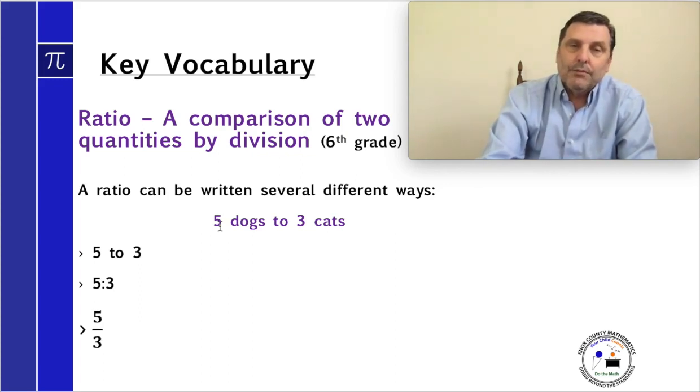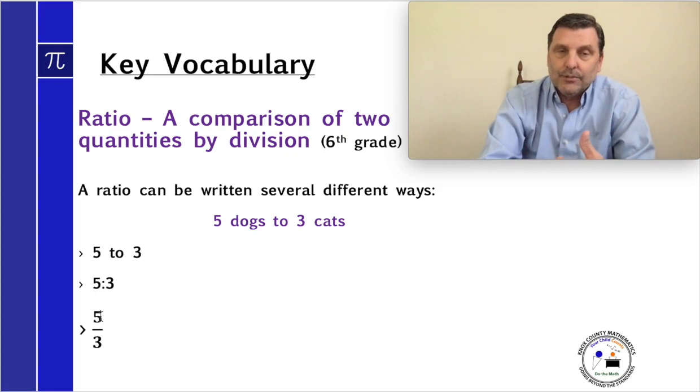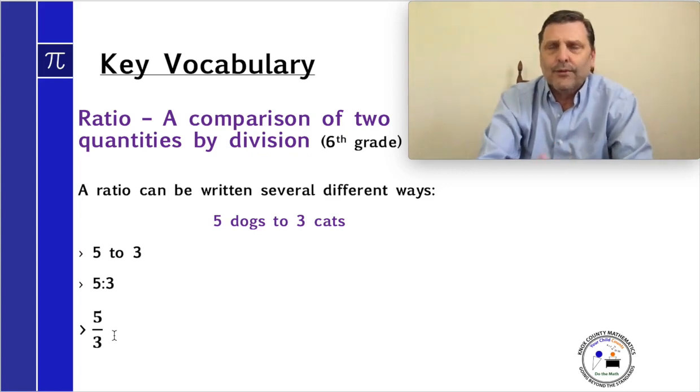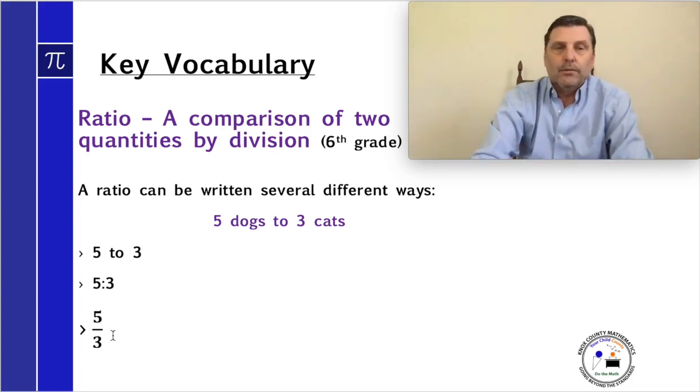Notice 5 comes first in the expression, 5 dogs. So in the ratio expression, 5 would come first. In the fraction expression, 5 goes in the numerator. It always goes on the top of the fraction. We like to write it in the fraction form because if we want to manipulate those two quantities, then we can do it better if it's in fraction form.